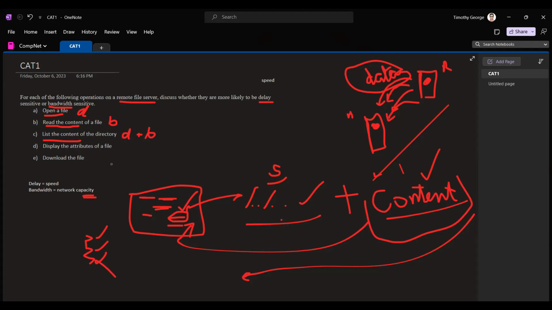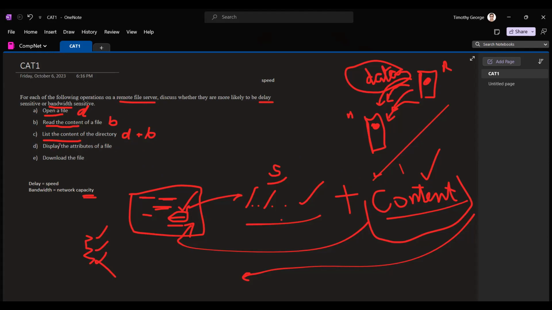That's because you're listing the contents, you need the contents and you need what those things say, the file names that you need to list. So this is an example of something that's both. That's what makes this question interesting.